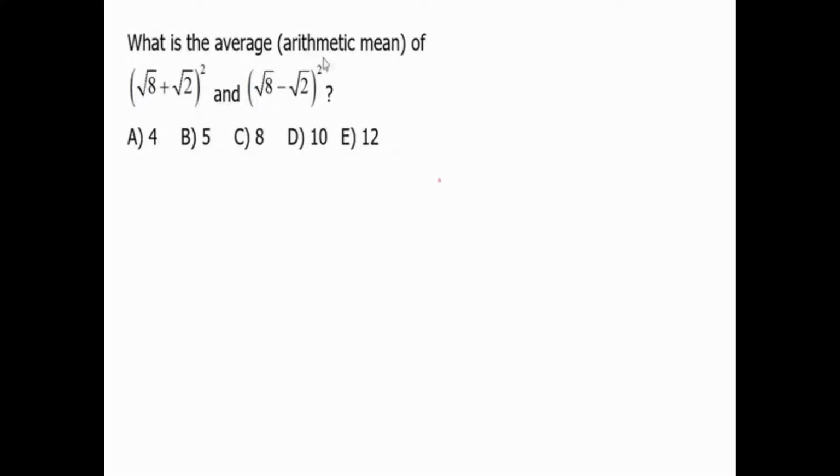The arithmetic mean of 2 quantities is the sum of the quantities divided by 2. So we need to find a way to add this and this up. Now, before we get down to solving this, I would like you to note that this is not equal to 8 plus 2. And this is not equal to 8 minus 2. In other words, you cannot take this square and put it over here and take this square and put it over here and say that, okay, this is going to be square root of 8 squared, that's 8, square root of 2 squared, that's 2, and add them up. It doesn't work like that.